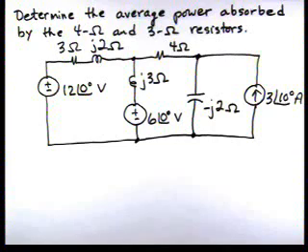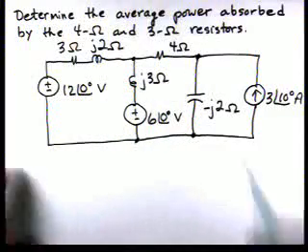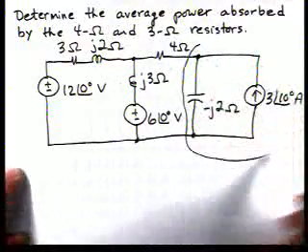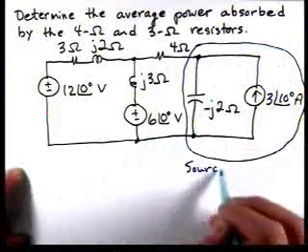Okay, in this problem, we're asked to determine the average power absorbed by the 4 ohm and 3 ohm resistors. And if you look, here's a 4 ohm resistor and here's a 3 ohm resistor. To go through and analyze this first, let's apply a source transformation to this part of the circuit.